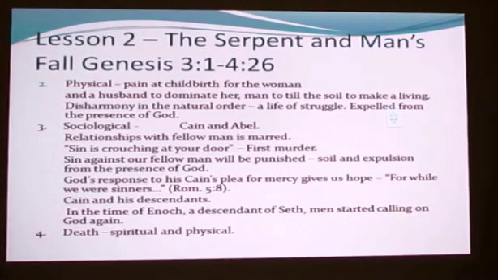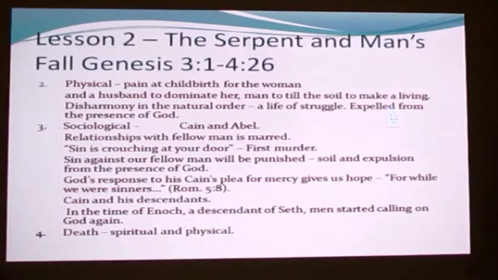And here we see the first punishment dished out to Adam and Eve. Again, same thing, soil expulsion from the presence of God. God's response to Cain's plea for mercy gives us hope. For while we were yet sinners, Romans 5:8 says, Christ died for us. So he was always thinking about us.